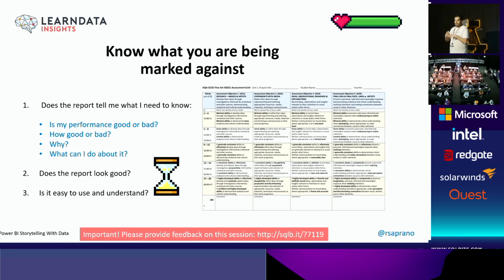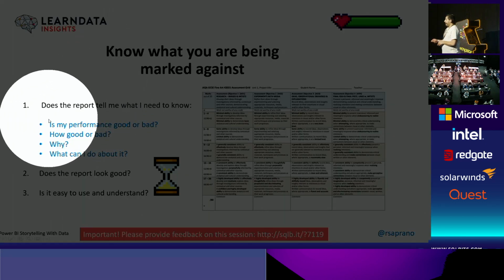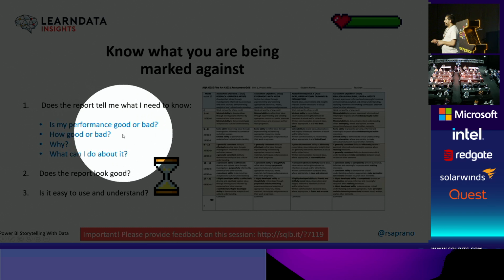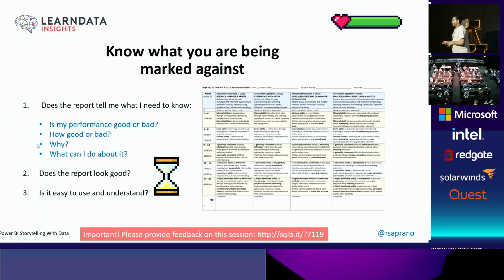It's not about making data look pretty. It's actually about answering questions, that's what you're actually being assessed against, consciously or subconsciously. The next thing is, does it look good?